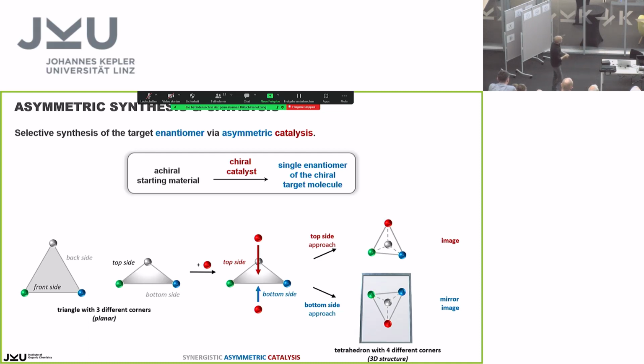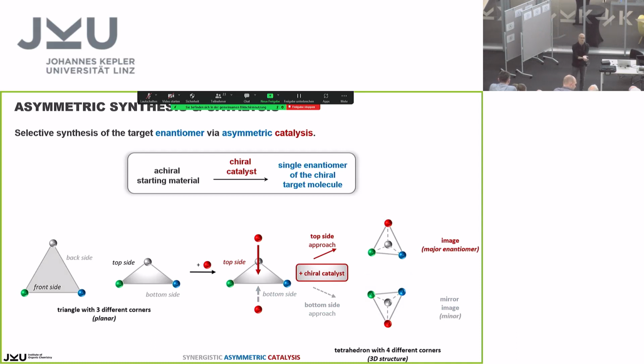What we now want from our catalyst is that it somehow blocks one of the 2 faces. That's the major job of a chiral catalyst. You do a transformation and you make sure that you form a tetrahedron face-selectively, only from one side.